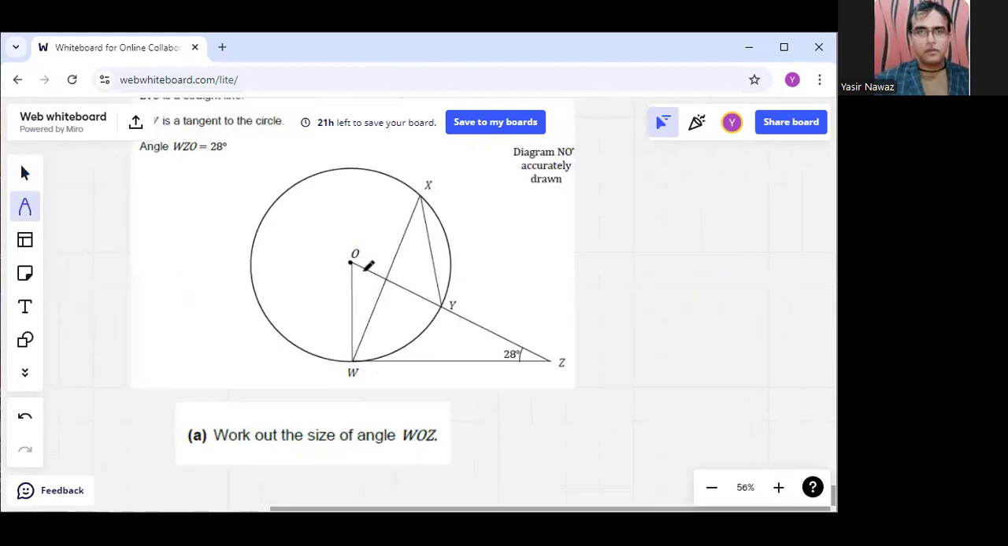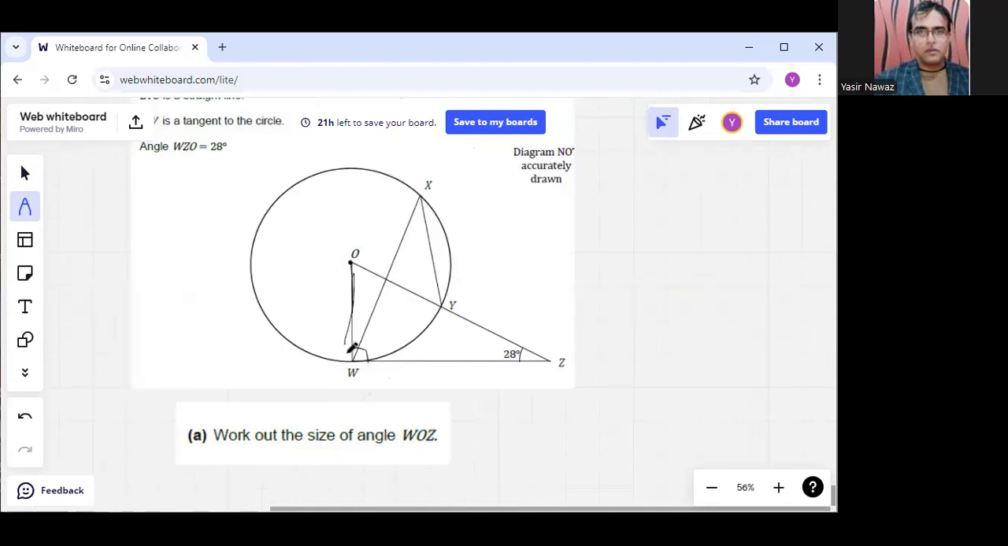WOZ, so this angle. First find this angle. How to find that angle? Look at that. This is the radius and this is the tangent. According to the theorem, the radius and tangent make a 90-degree angle. So this angle would be 90 degrees.